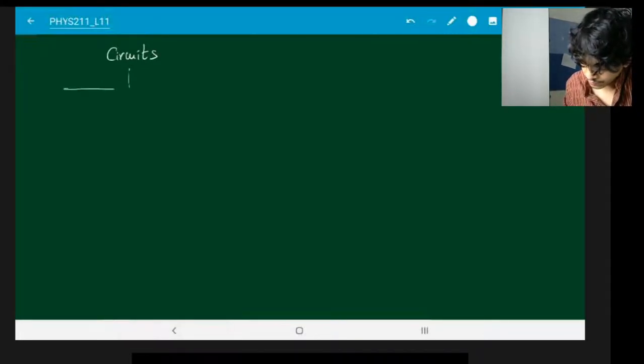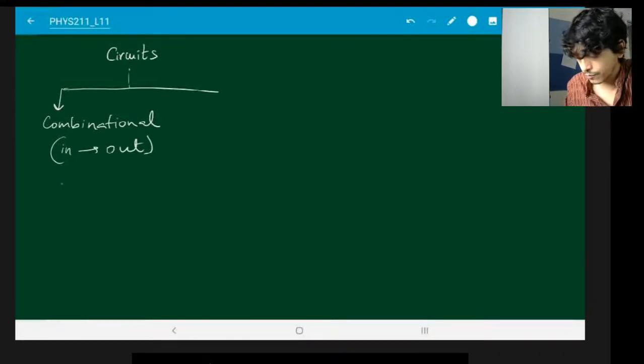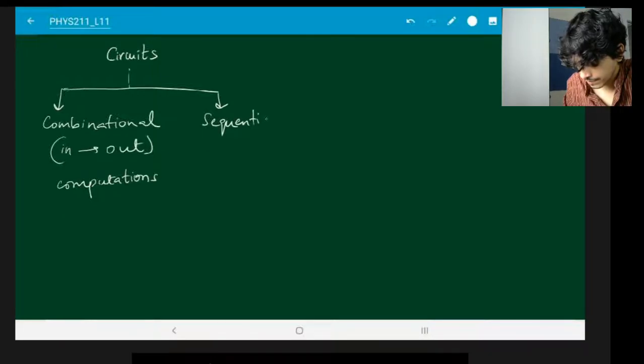So circuits can be of these two broad types. The combinational type, where you apply an input, you get some output. So this is good for doing computations. But there is another kind of circuit. We call them sequential circuits.